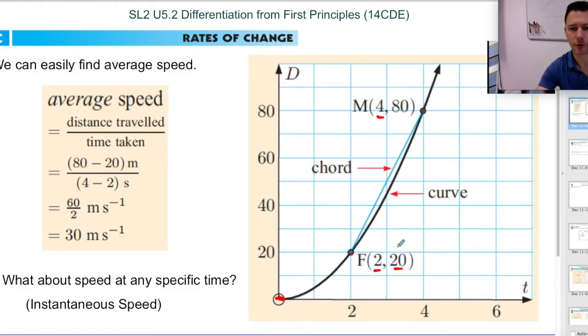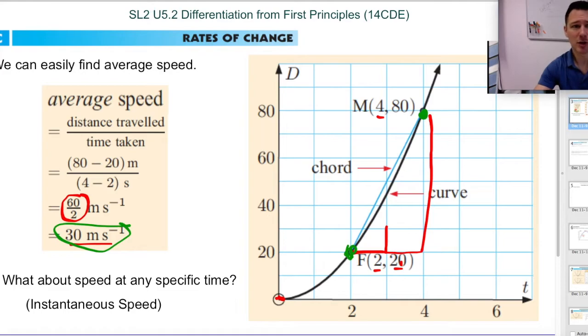From 2 to 4 is a change of 2 units, and from 20 to 80 is a change of 60 units. Oops, sorry. 2 to 4 is a change of 2. So this is where they get 60 over 2, so 30 meters per second. So it's saying on average between these 2 points, your computer screen is moving this fast on average. But that's just not true.